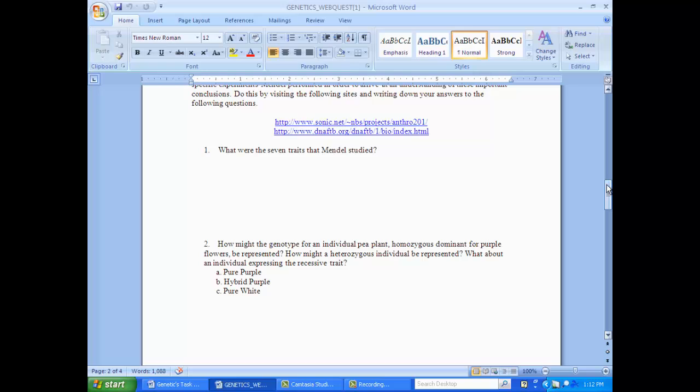Now, number 2, this is a good question. How might the genotype from an individual pea plant, homozygous dominant for purple flowers, be represented? How might a heterozygous individual be represented? And what about an individual representing a recessive trait? So pure purple. Remember, guys, a purebred will have the same uppercase or lowercase, but a pure purple flower, purple is dominant, big P, or I don't care what letters you used, capital. Hybrid purple means you get a recessive trait and a dominant trait, allele I should say, big little, and pure white is purely recessive, little p.